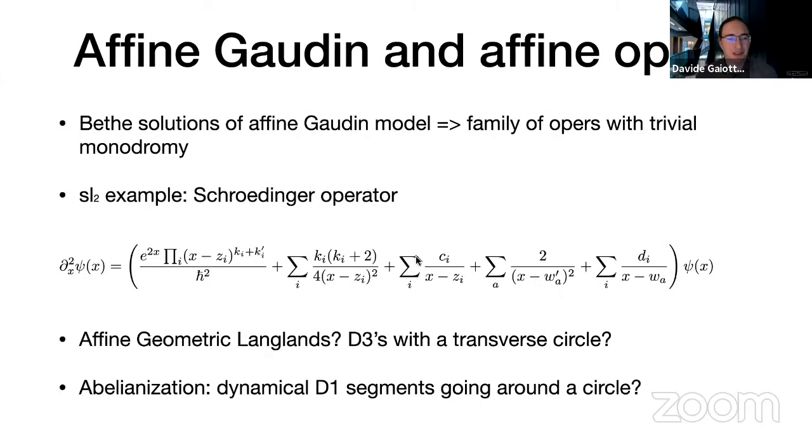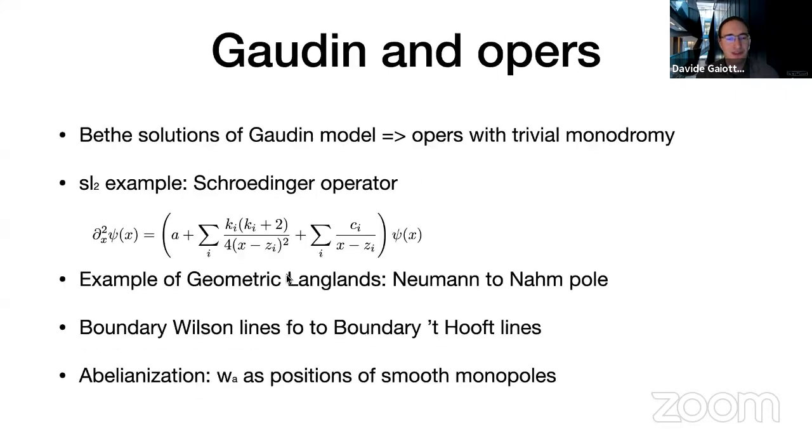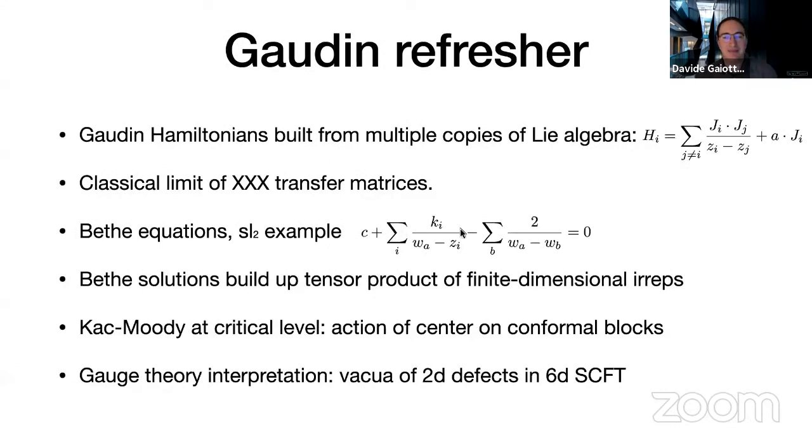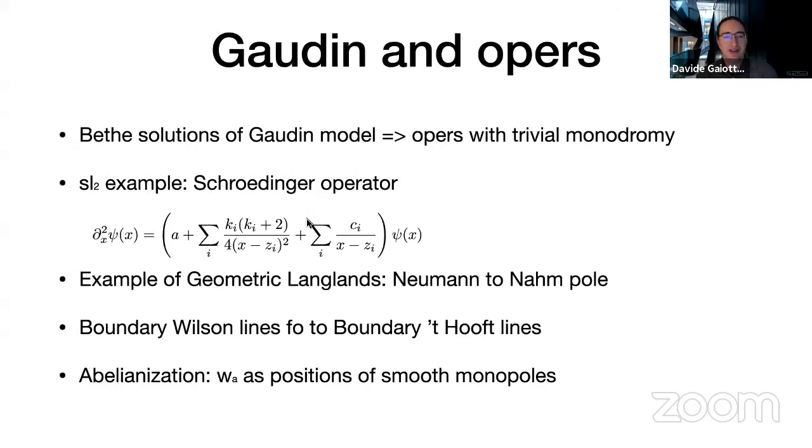The way you go from the Bethe equations to the oper is very similar to what happens in the standard Gaudin model. If you remember, in the standard Gaudin model, the way you get Bethe equations is by looking at Miura opers, meaning essentially you look at opers which can be mapped to a flat connection of a certain triangular form.